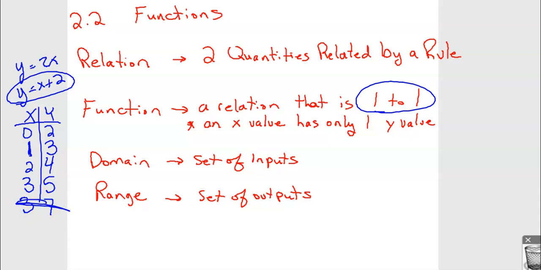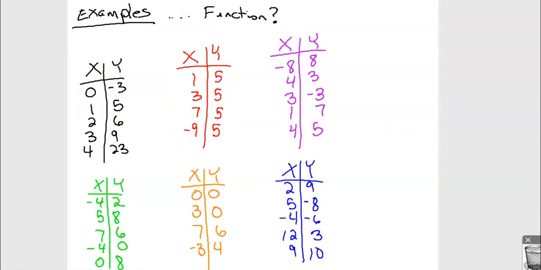So the domain is the set of inputs. What you learned earlier is that the domain is your set of x, your inputs, and then your range is your set of y, or your outputs. All right, so let's look at some examples. Here's a bunch of relations, because you're just comparing x values to y values, but let's see if they are functions.